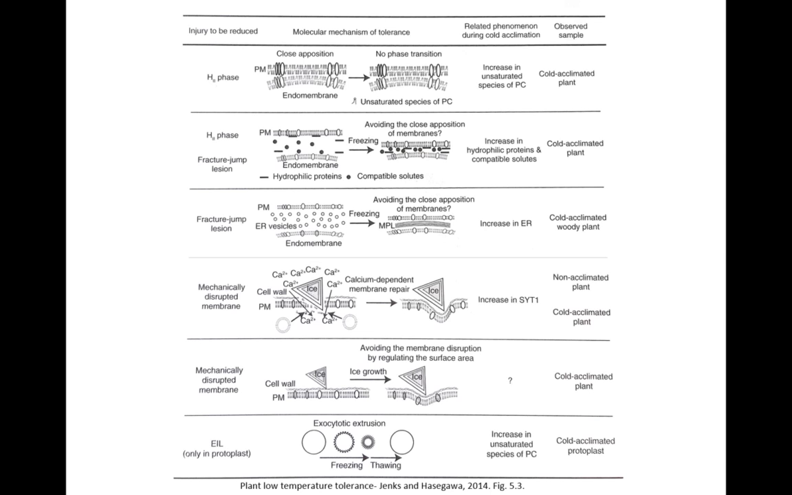Another way woody plants have overcome fracture jump lesions was by increasing ER vesicles. Next, we can see that the mechanically disrupted membrane by ice can be overcome by increasing the SYT1 component, which leads to membrane resealing. In the last row, we can see that expansion-induced lysis in protoplasts was overcome by increased unsaturated species of phosphatidylcholine.